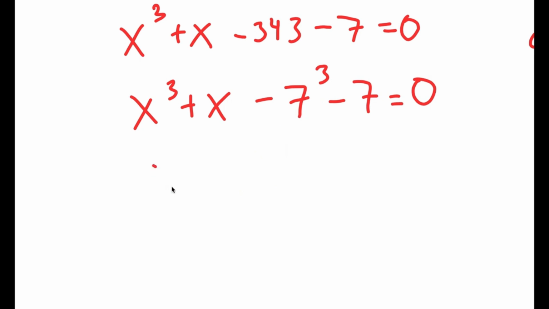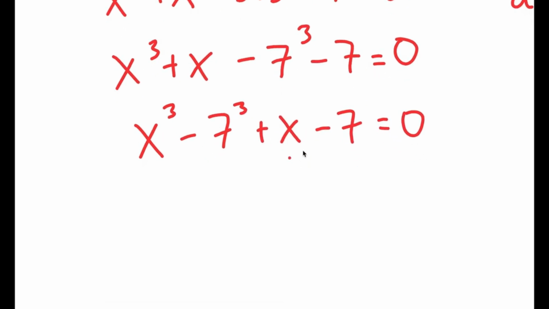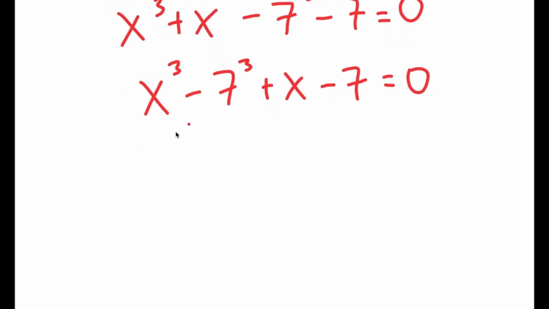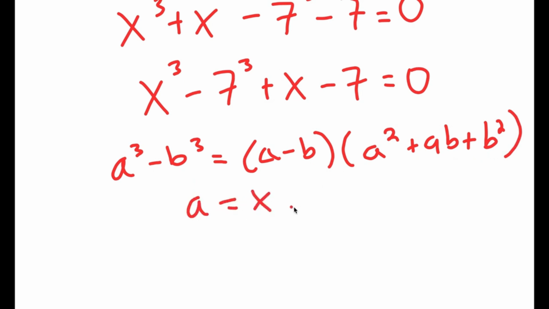Now I'm going to reorder these, so I get x to the power of 3 minus 7 to the power of 3 plus x minus 7. I grouped the powers of 3's together and then just the powers of 1 together. Now from here, if I have something in the form a to the power of 3 minus b to the power of 3, this is equal to a minus b times a squared plus ab plus b squared. So in this case, a is x and b is 7.